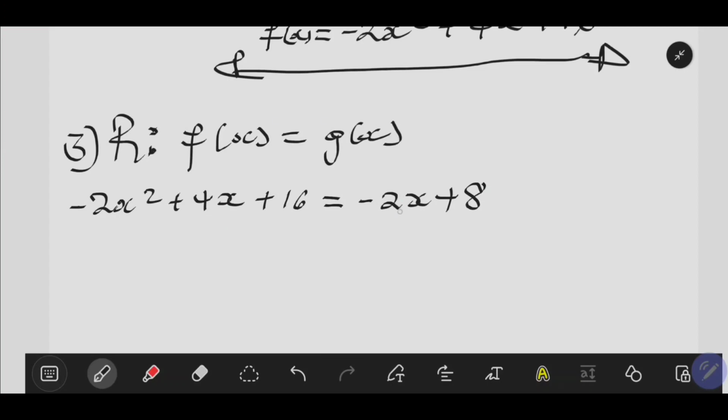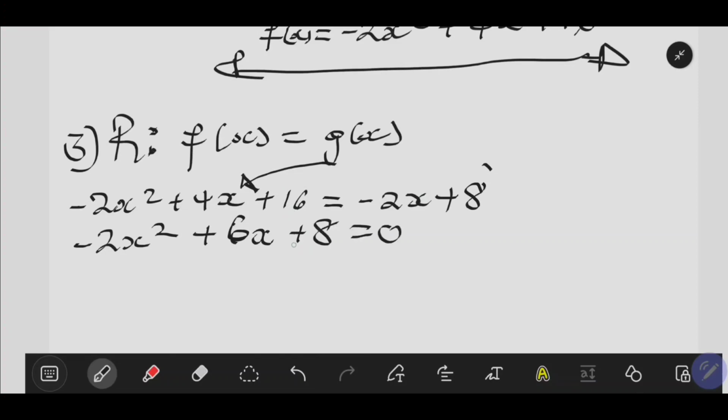Then we take the rest of these things to the other side. Then we're going to have negative 2x squared. When we take this 2x to the other side, it becomes positive 2x. Then it adds with this one, it becomes 6x. And then when we take this to the other side, it becomes negative. Then 16 minus 8 is positive 8, which equals 0.